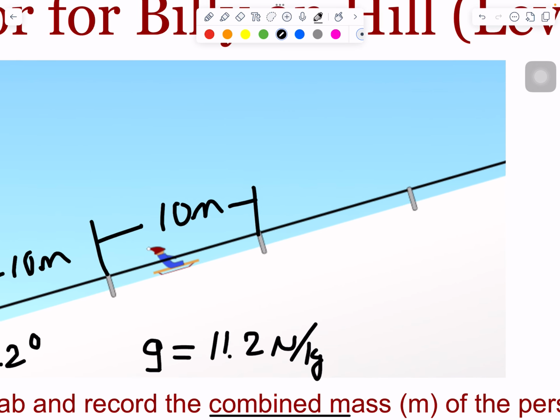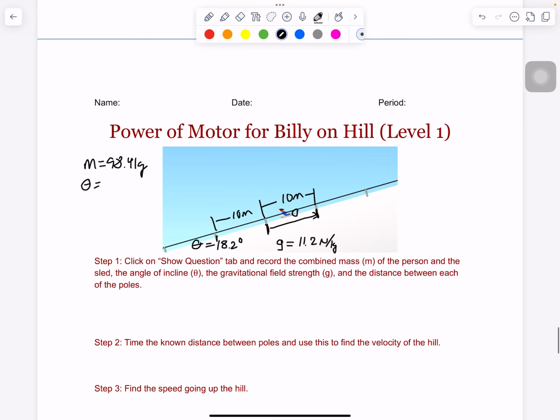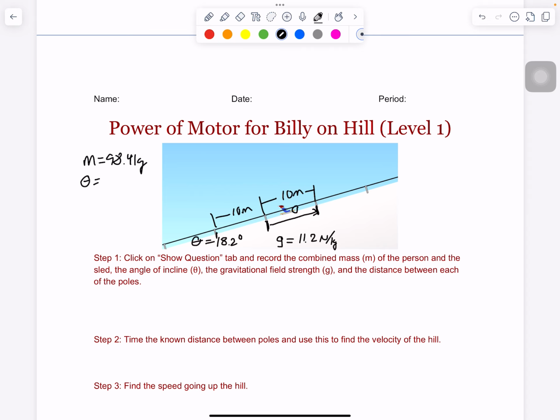Because what we're going to do is start the timer when the front end of the sled is right here, at the front end of a pole. We're going to let the sled go up 10 meters, and then we'll stop the timer right here. Okay, I'll show you how that works. It's pretty easy. So I'm just going to move all this stuff down here, I guess.